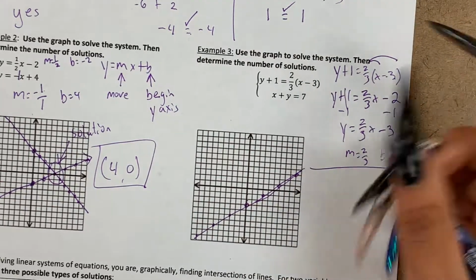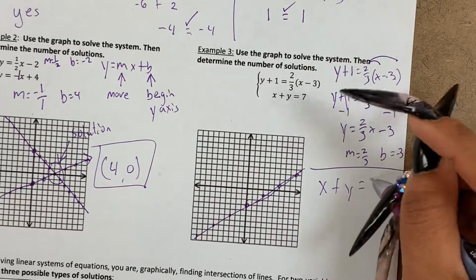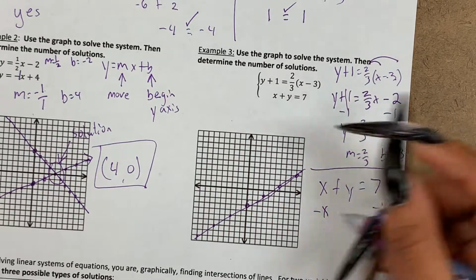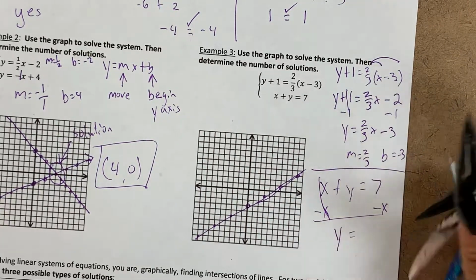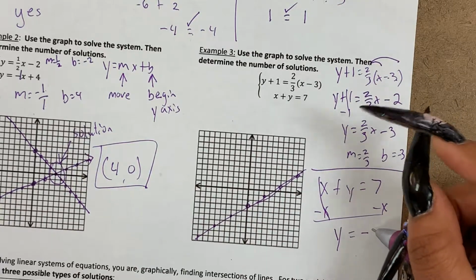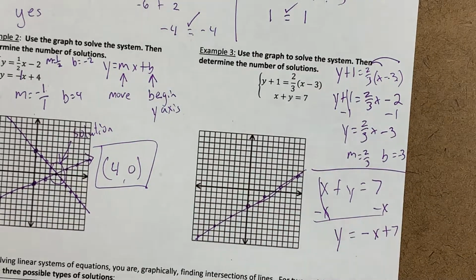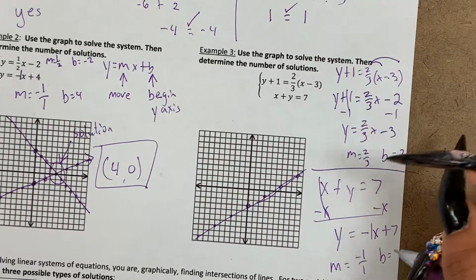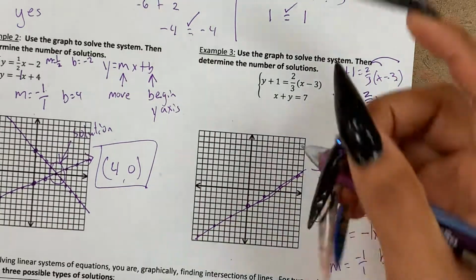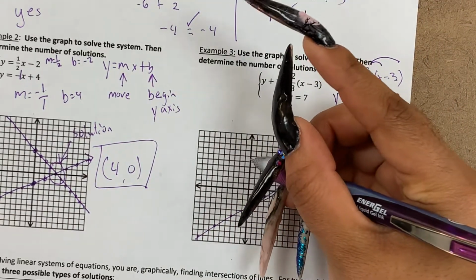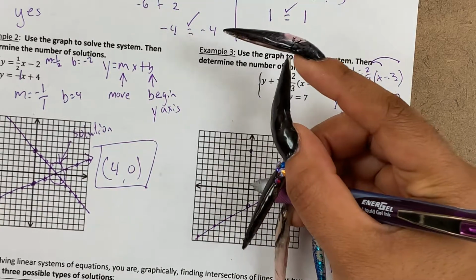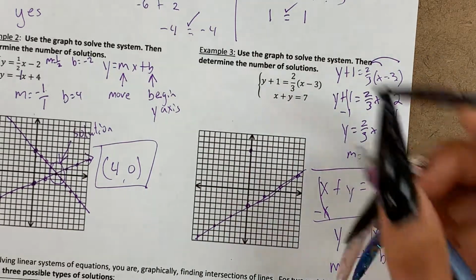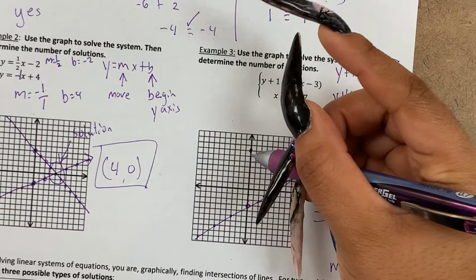Okay, with the second equation, we're going to solve for y. So I'm going to move the x, subtract the x on each side. So I have y equals, remember I cannot combine these, I just copy them down. So my m is -1/1 and my b is 7. So I'm going to begin at 7 on the y-axis. Okay, so my slope is -1/1. So I'm going to go down 1, right 1.